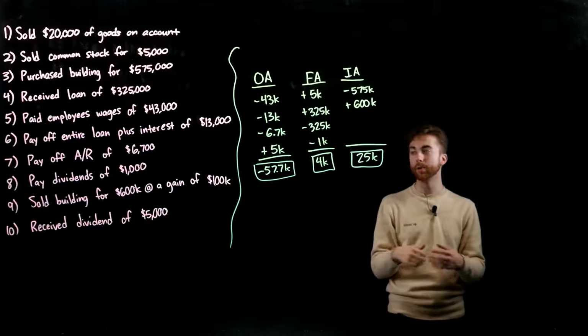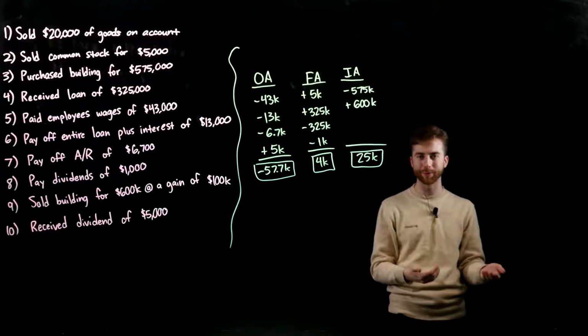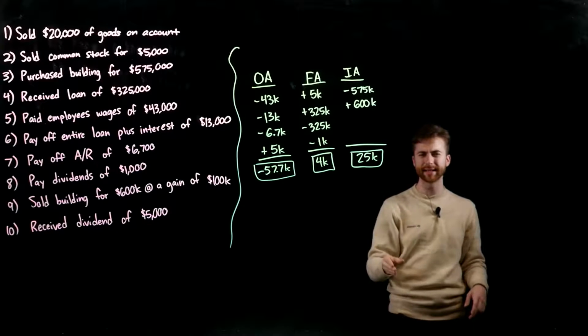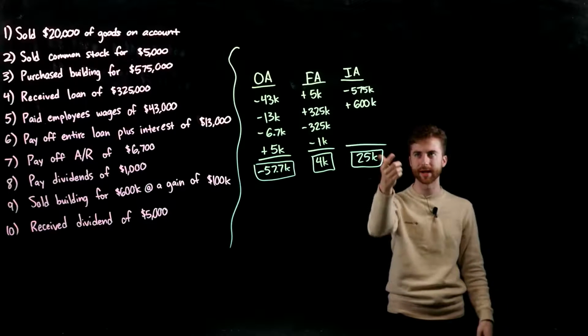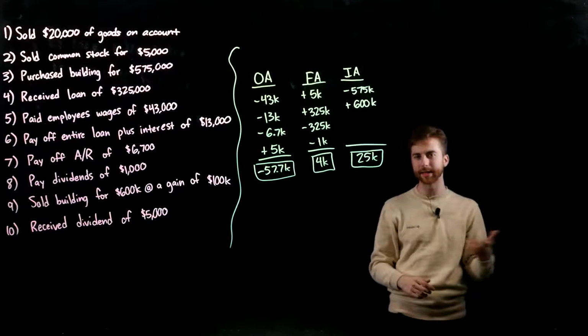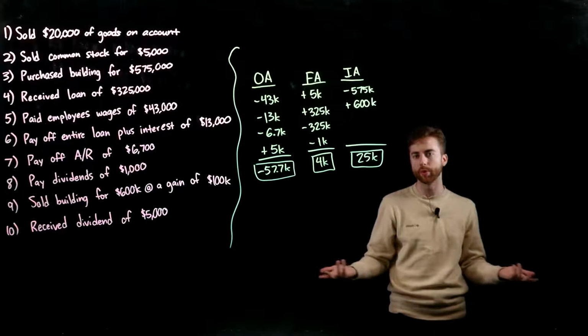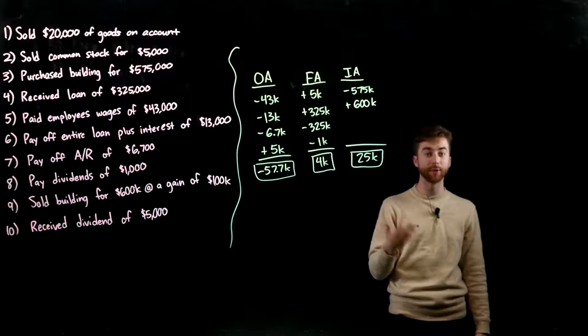For number five, we pay our employees wages of $43,000. Well, you have to pay your employees in the ordinary course of your business. It also doesn't cleanly fit into a financing activity or an investing activity, because we're not buying or selling a long-term asset, so it's not investing, and we're not financing our company one way or another by paying our employees. That's just what we do when we're running our business. So it's going to be an outflow, a negative $43,000 under operating activities.